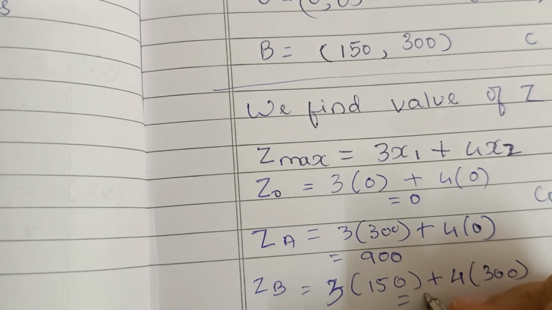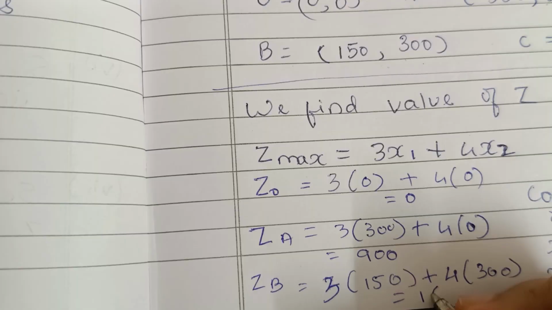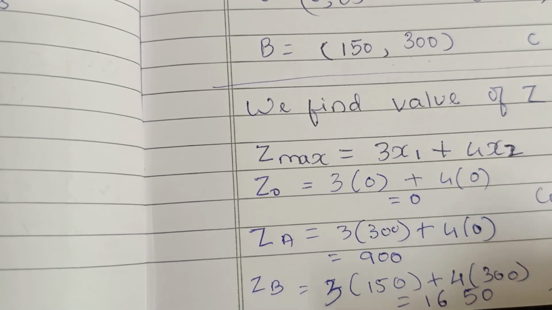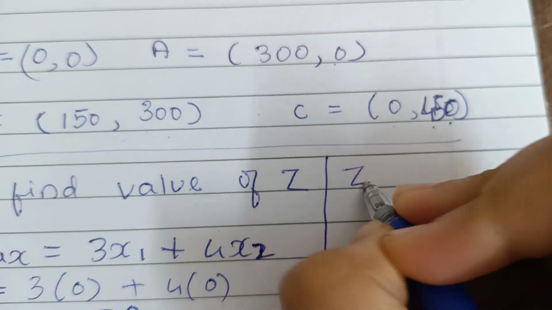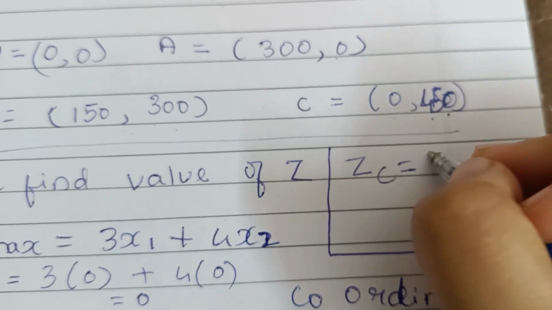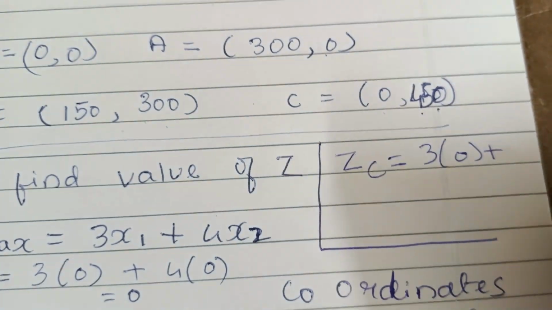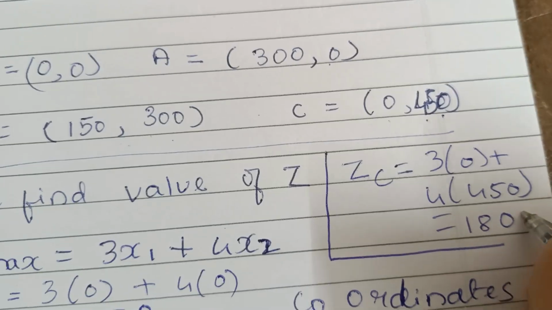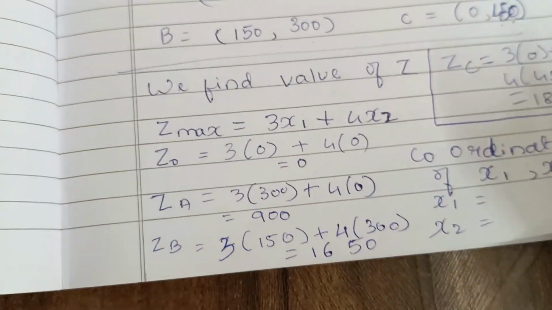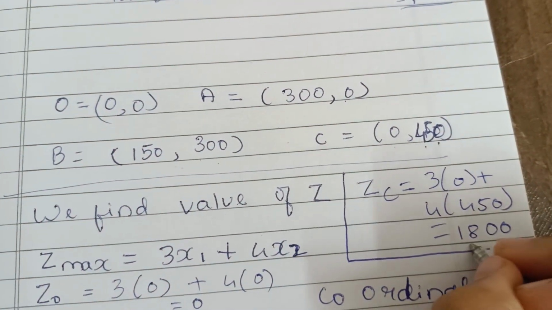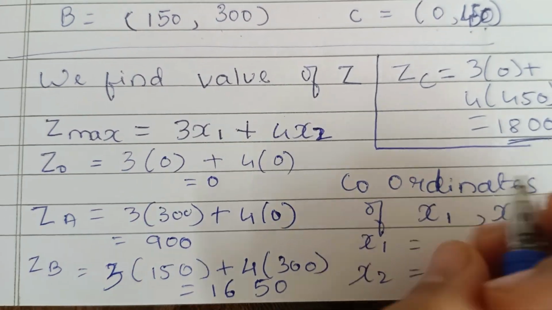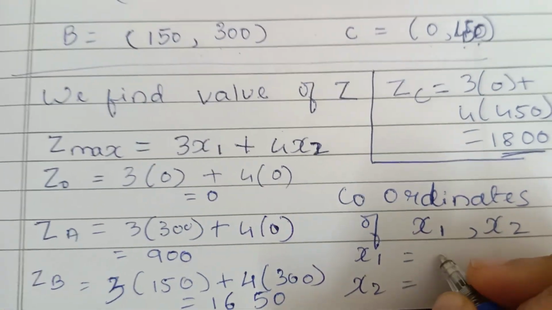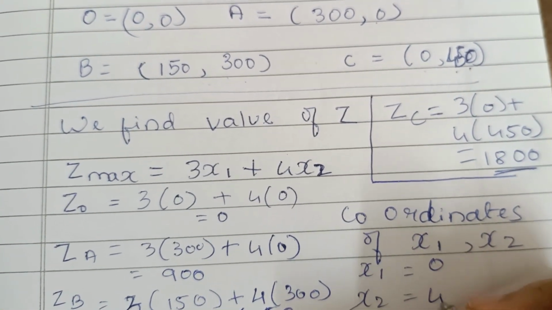We get 1650. For ZC it is 3 times 0 plus 4 into 450, which gives 1800. So here the maximum value is 1800. The coordinate of x1 comma x2 is: x1 is 0, x2 is 450.